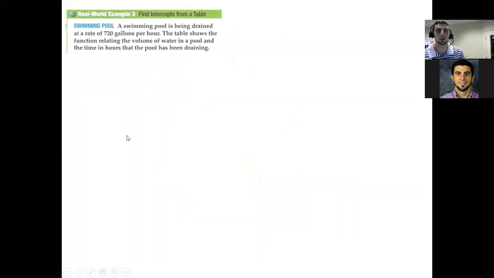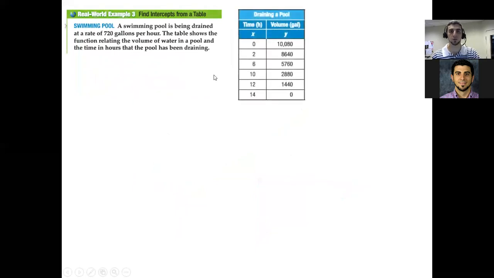All right, so a swimming pool is being drained at a rate of 720 gallons per hour. The table shows the function relating the volume of water in a pool to the time in hours the pool has been draining. So time from 0 all the way up to 14: 0, 2, 6, 10, 12, 14. Notice it doesn't just go by twos, it kind of skips a little bit, and the amount of water in the pool. I will say, notice that the amount of water in the pool is going down, which makes sense because they're draining out the water. So as time increases, the amount of water decreases.